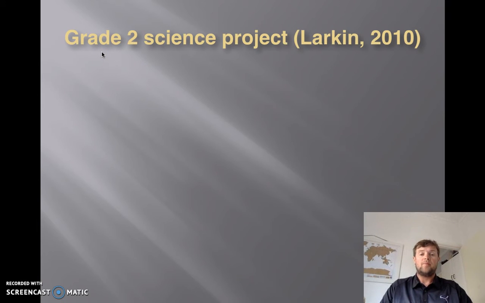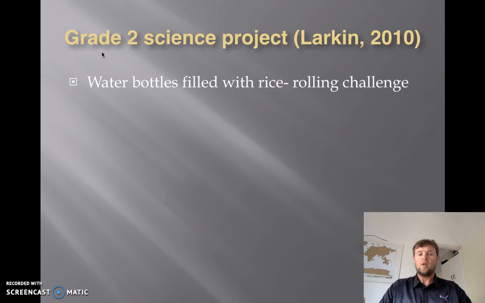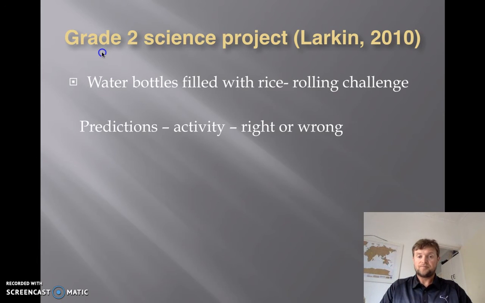Okay, so the first practical example is a grade 2 science project from Larkin, 2010. Students were asked to fill water bottles with rice to different amounts, and then were challenged to roll those bottles down the hill after predicting which would roll the furthest. After they conducted the activity, they were asked whether they were right or wrong, and to evaluate why they came up with those reasons in the first place.